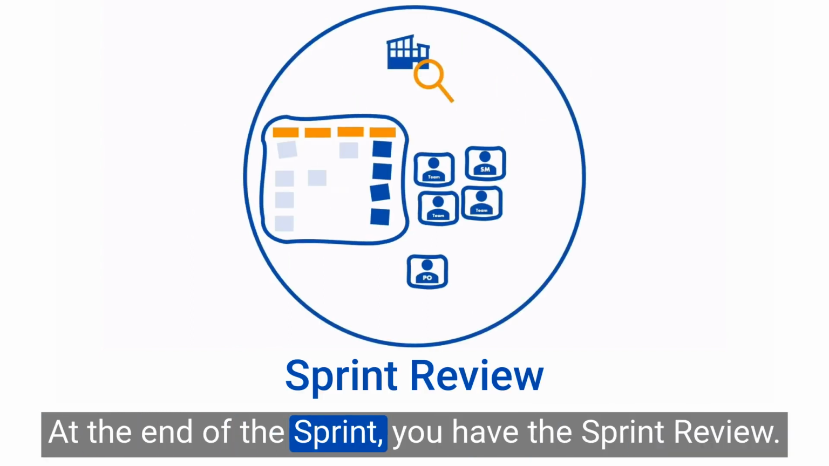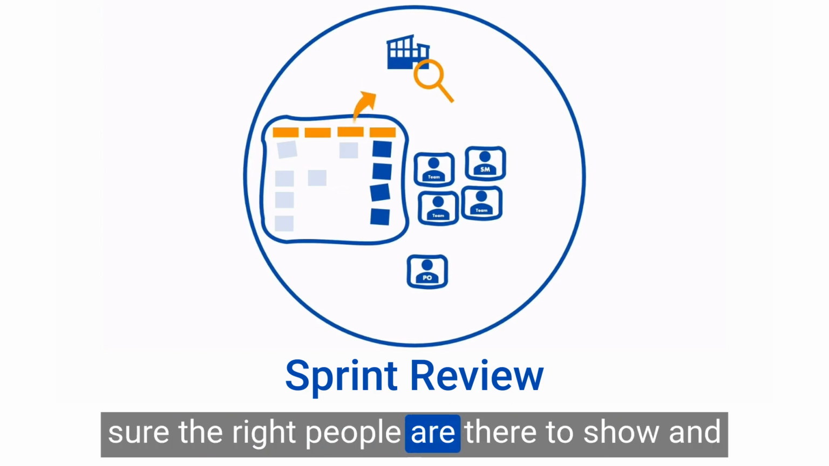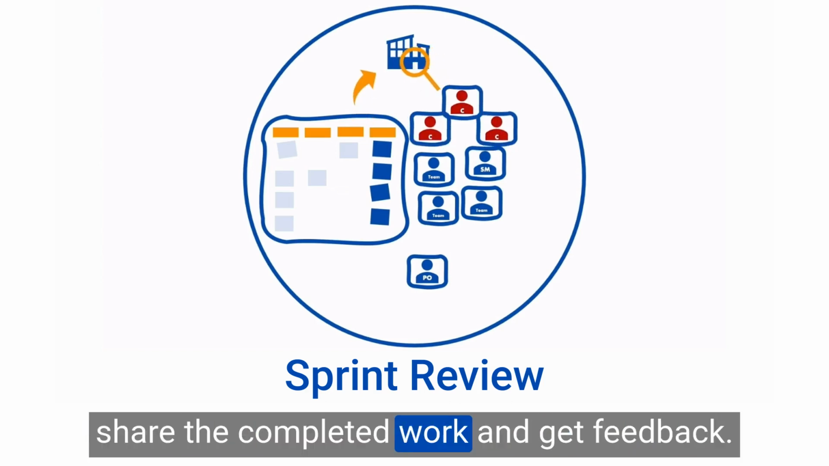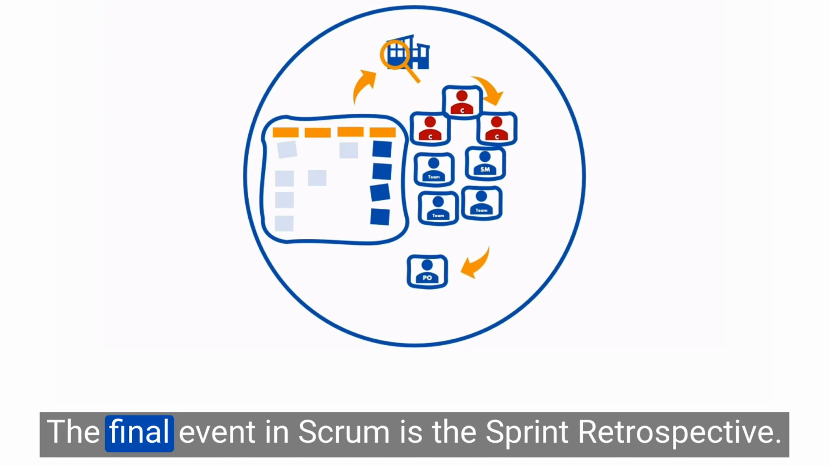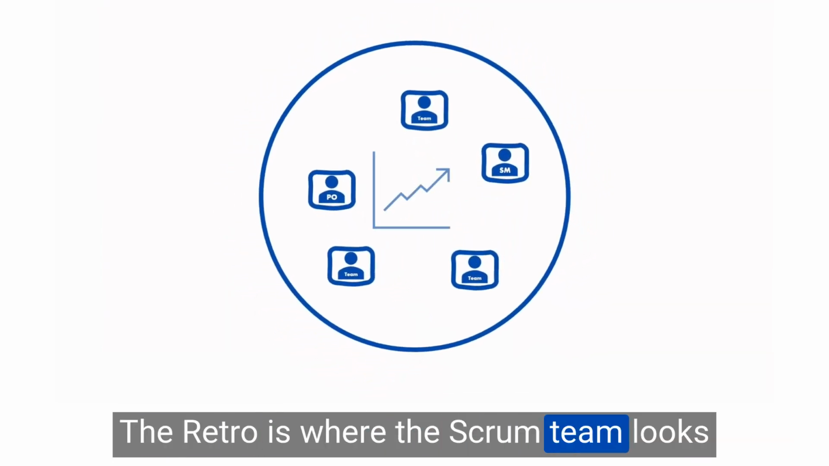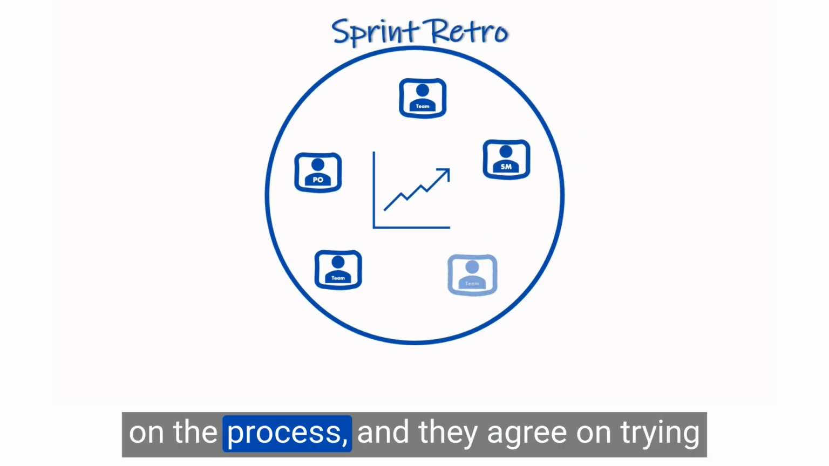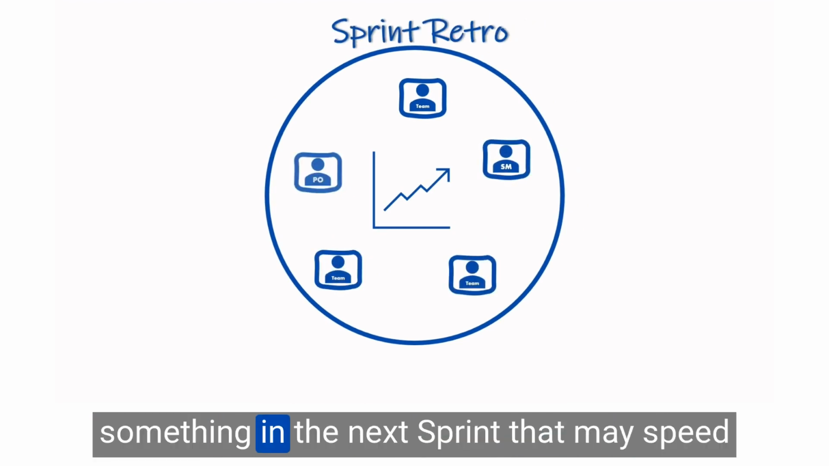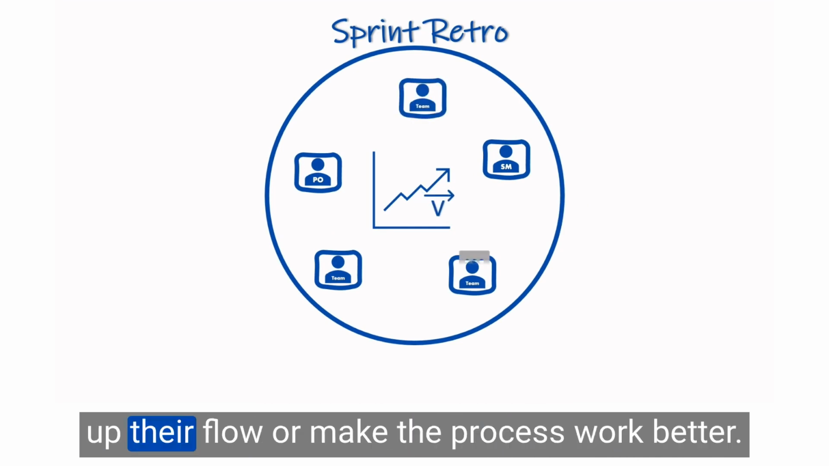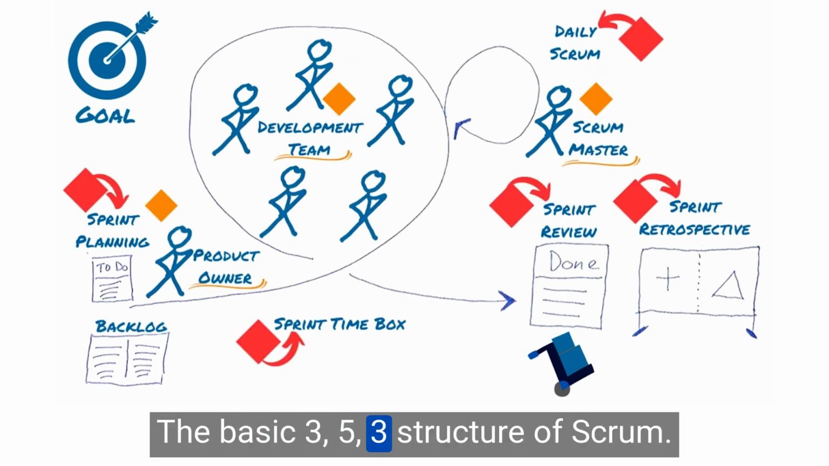At the end of the sprint, you have the sprint review. At this meeting, the product owner makes sure the right people are there to show and share the completed work and get feedback. The final event in Scrum is the sprint retrospective. The retro is where the Scrum team looks back on the sprint with a specific focus on the process, and they agree on trying something in the next sprint that may speed up their flow or make the process work better. And that's it. The basic 3-5-3 structure of Scrum.